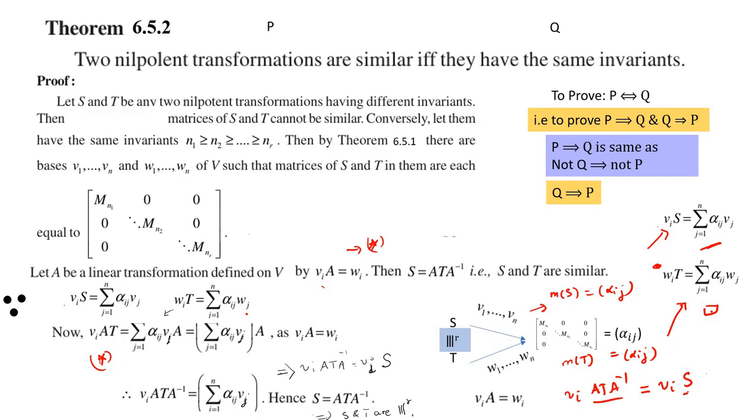As the transformations agree on basis elements, we should have the transformations to be the same. ATA inverse should be equal to S, which means S and T are similar. We have S and T to be similar.